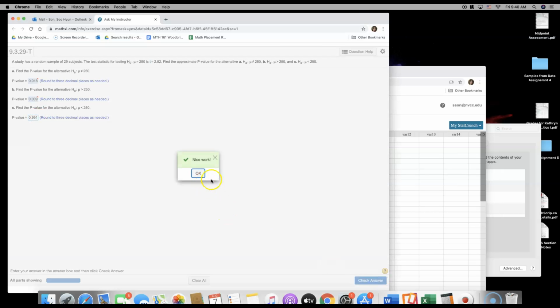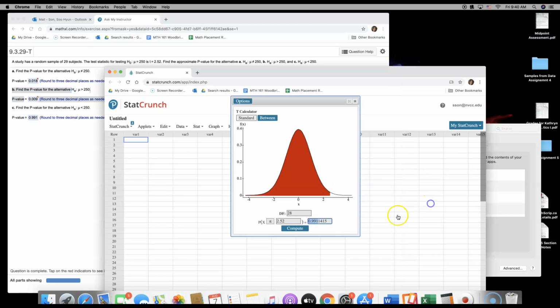Let's talk about the other one, the one that's right above it. Find the p-value for the alternative that mu is greater than 250. This is just going to be switching the sign to greater than or equal to over here. If you click OK, they're going to give you 0.0088. But if you round that up, you will get 0.009. That's how they got that one.